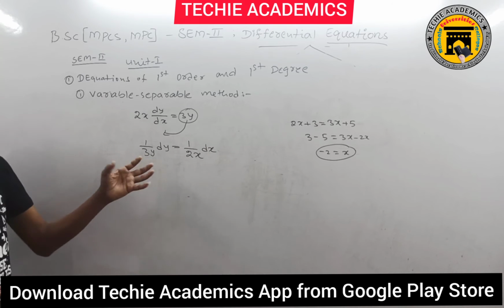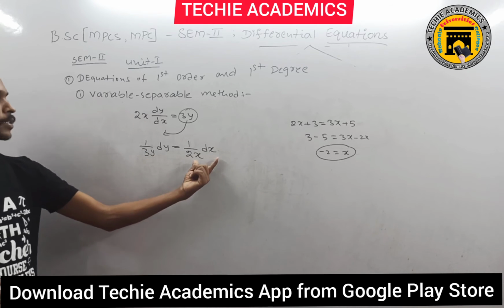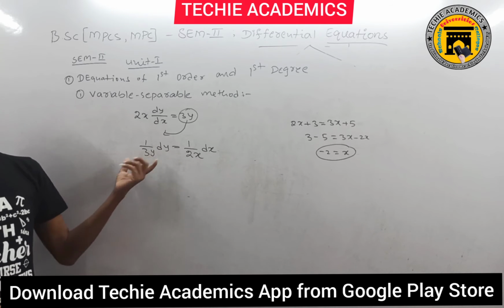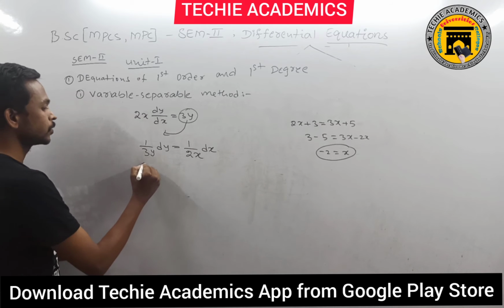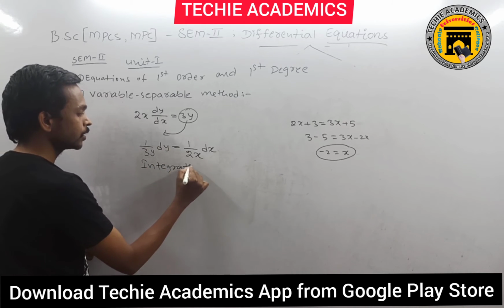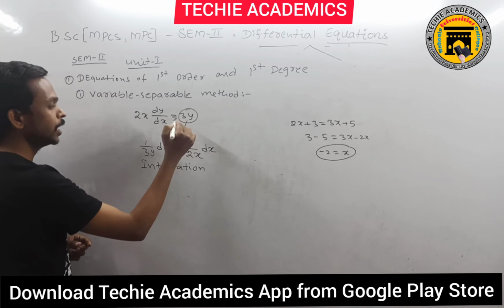Now we have to integrate on both sides. All the x terms have come to one side and all the y terms are on the other side. Now if you apply integration on both sides, then you will get the solution of the given equation.